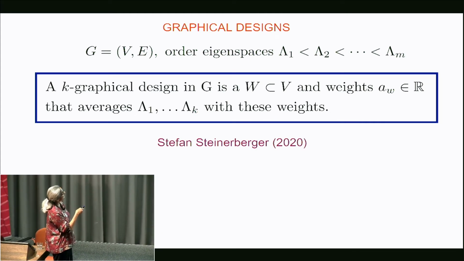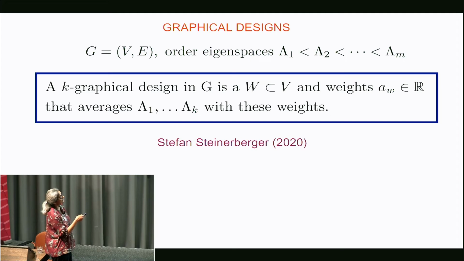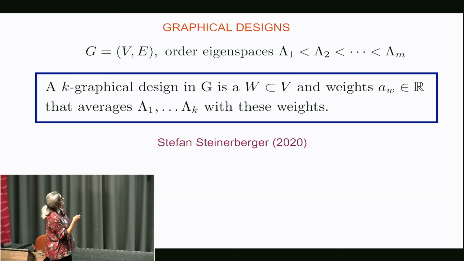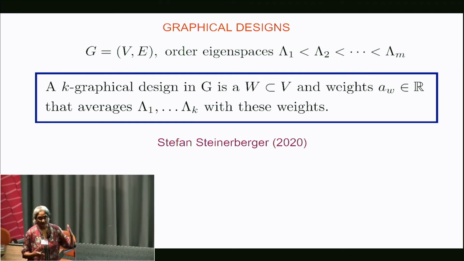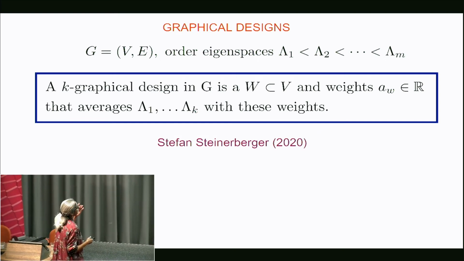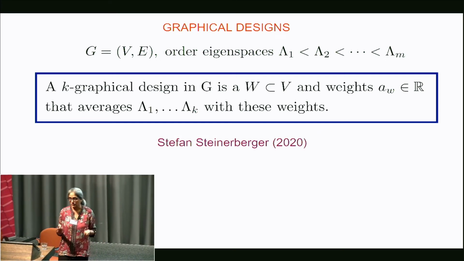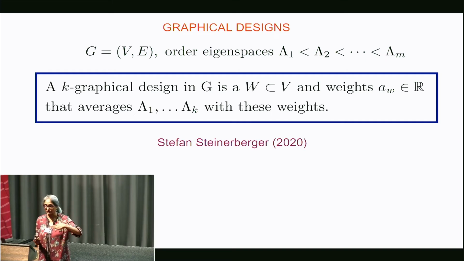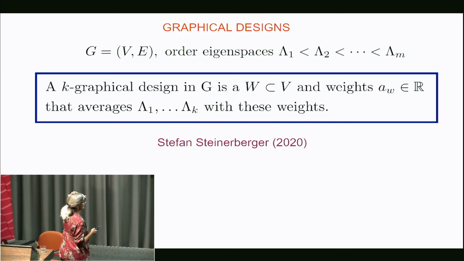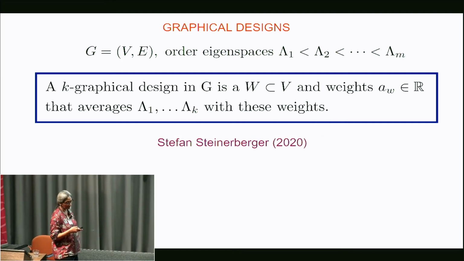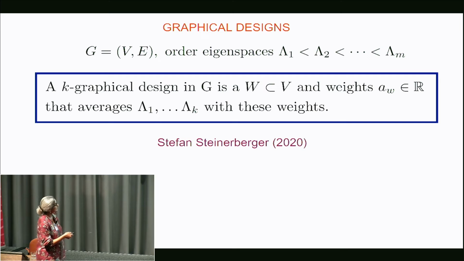And then a K graphical design is some subset of the vertices W with weights that averages the first K eigenspaces. We want to capture entire eigenspaces at one time because we don't want to worry about which eigenbasis we're using in each eigenspace. Also, this makes sense when you have eigenvalues with multiplicity. This makes better sense than going eigenvector by eigenvector. So this is the definition, and this is due to Stefan. It's actually from like 2018, but the paper appeared in 2020.